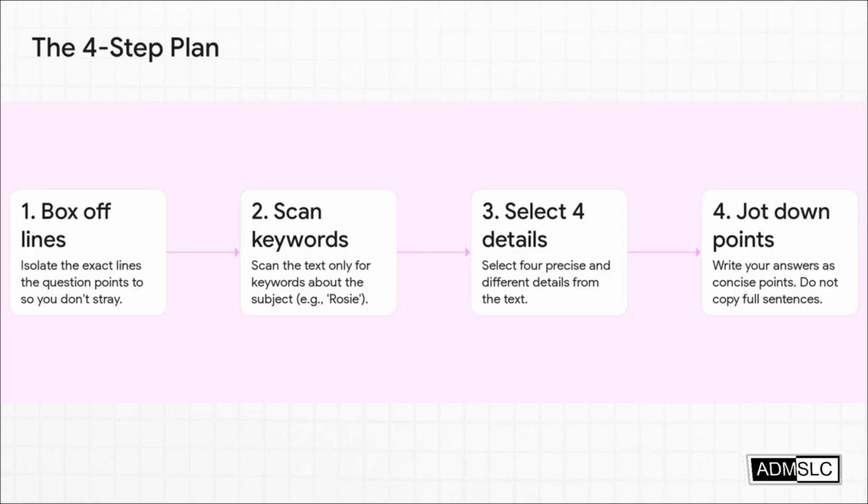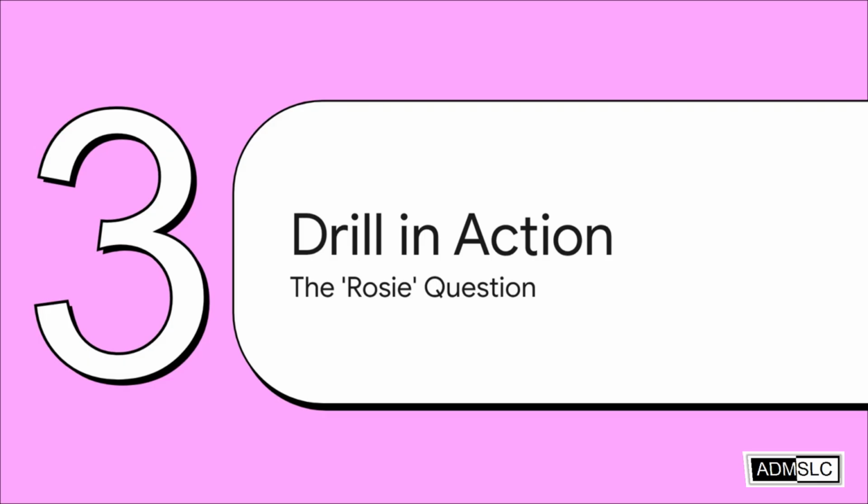Ready? Step 1, literally draw a box around the lines the question tells you to look at. This stops you from wandering off. Step 2, scan. Don't read every word. Just let your eyes scan for keywords about your subject, in this case, Rosie. Step 3, select 4 different, precise details. And step 4, this one is so important. Just jot them down as quick points. Do not copy out full sentences. All right, enough theory. Let's actually see this drill in action.